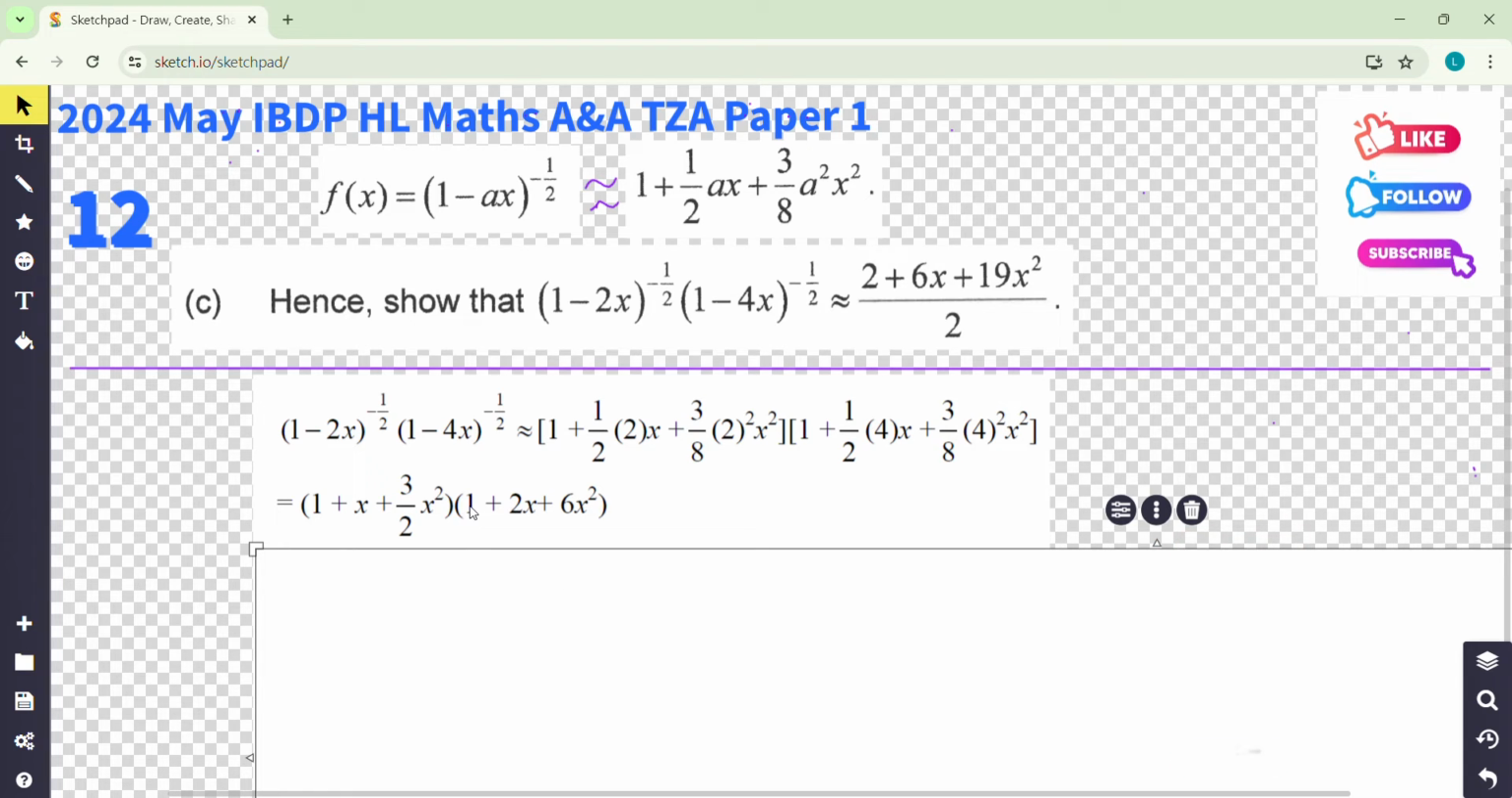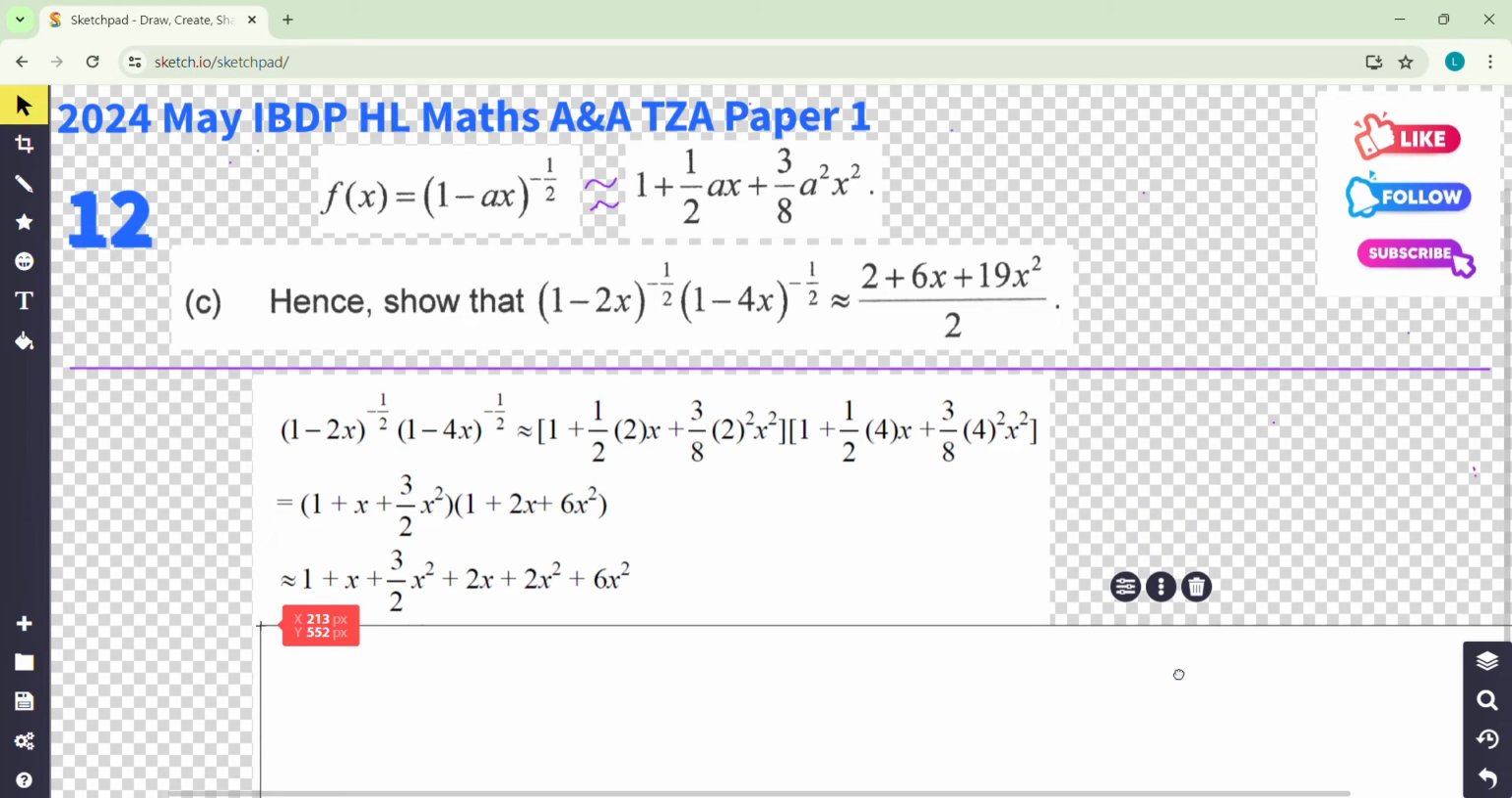So for the first one, multiply this one with all the terms. And then multiply 2x with the first two terms. And then multiply 6x squared with the first one only. So the result will be like this. See, 1 multiplied all the three terms, 2x multiplied 1 and the x term, and 6x squared multiplied the first one only. But this is an approximation, so remember to have the approximation sign here.